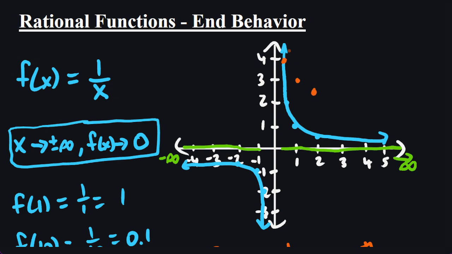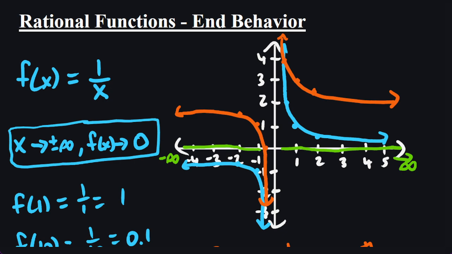Right here, we're going to shift this up by 2. 1, 2. 1, 2. 1, 2. Right here. So that's g of x, 1 over x plus 2.